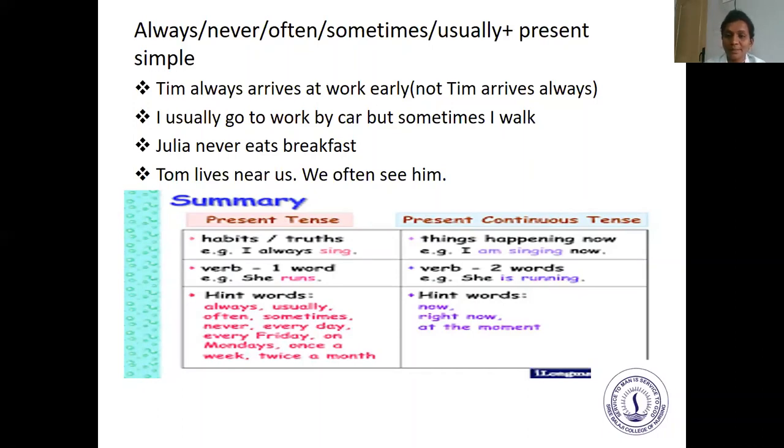And things happening now, like I am singing now, she is running. The hint words used to convey what is happening now are right now, at the moment. I'm singing at the moment, and she is running right now. So all these are hint words to express or frame the present continuous tense.